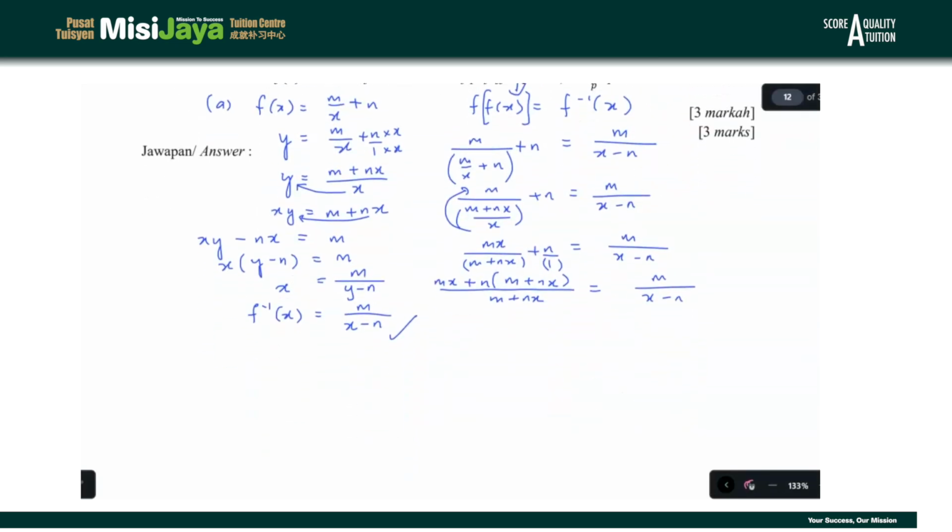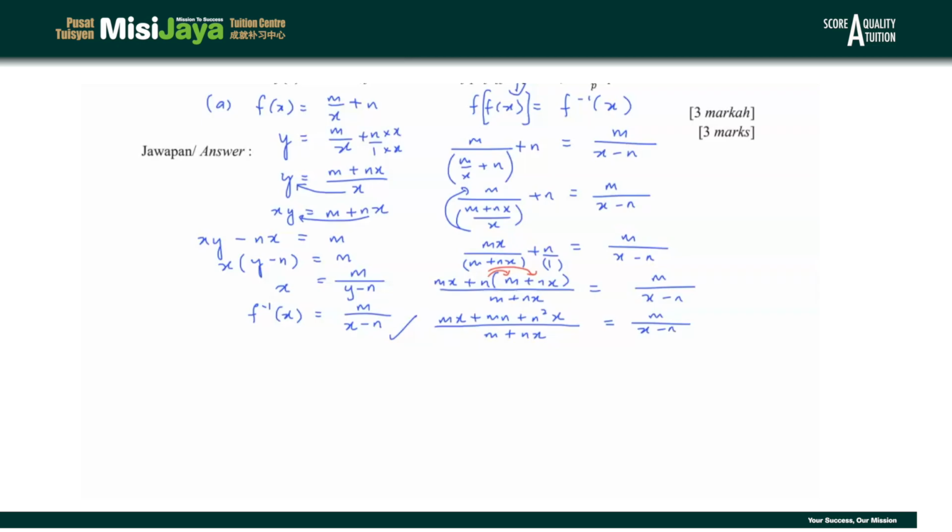Okay, then after that, we continue. We open up the bracket. So we are going to multiply inside by n, one by one. So we have mx plus mn plus n squared x, then over m plus nx, then equals m over x minus n.